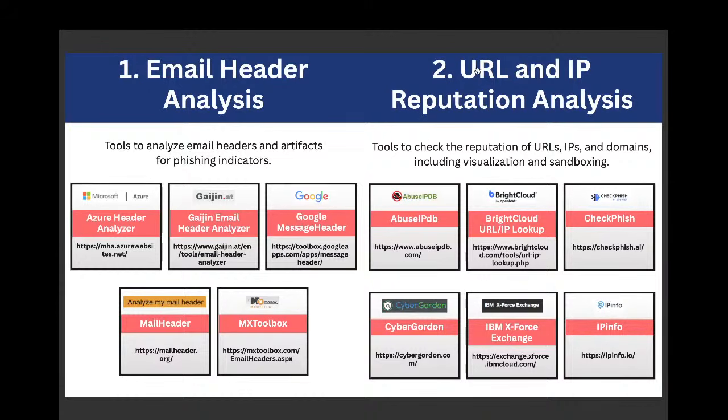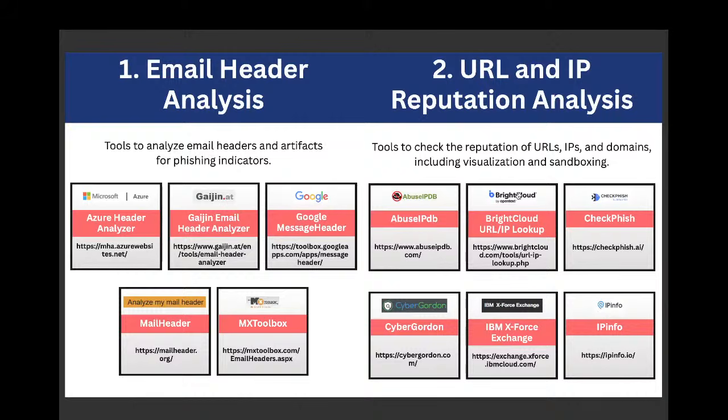If you are doing URL and IP reputation analysis, suppose you are seeing some IPs, which you obviously see in the email header, you can analyze that IP also. You can analyze any IP or URL with the help of these applications, like AbuseIPDB. This application is basically checking the reputation of IPs, and the reputation of domains or URLs.